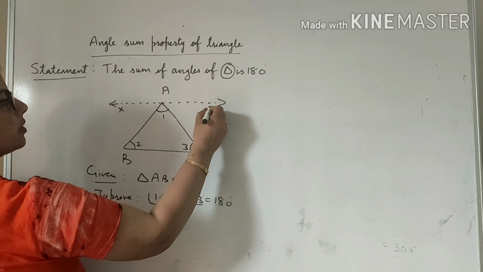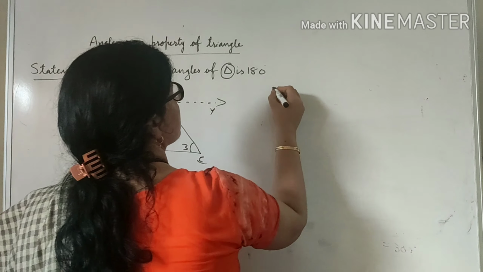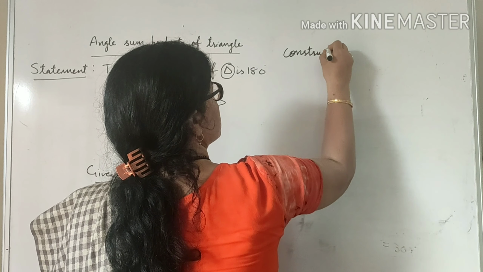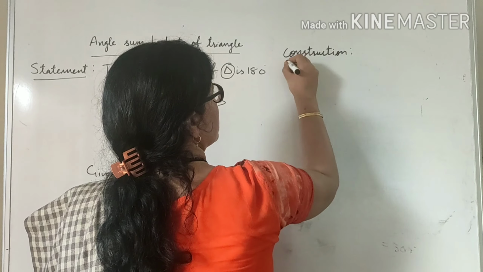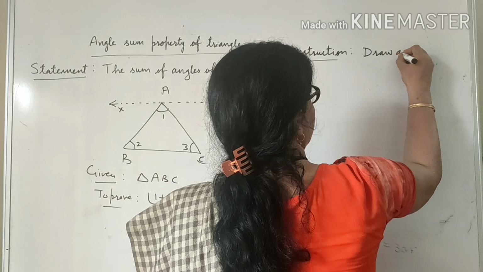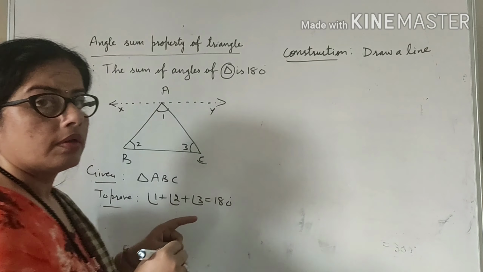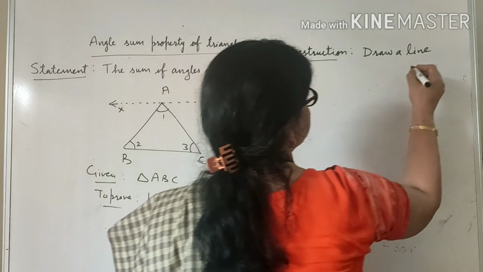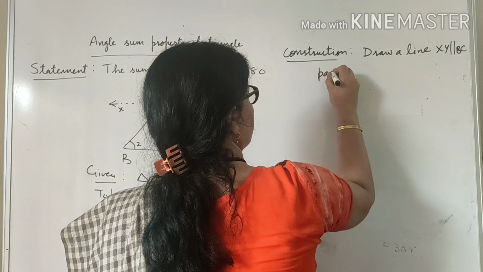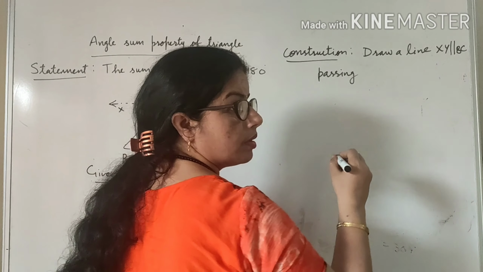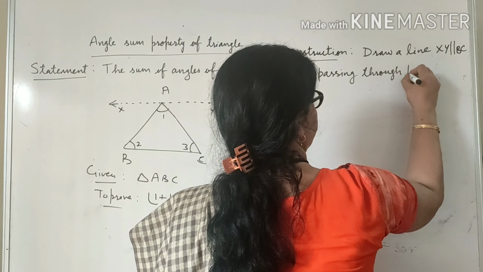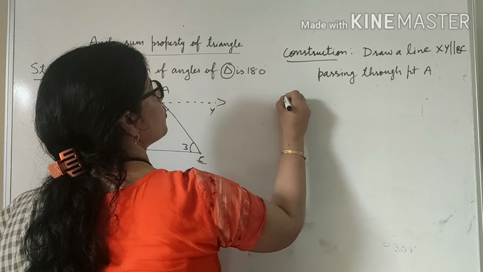So what is the construction here? Construction we will do here: draw a line XY parallel to BC, passing through point A. Now see the proof of this theorem.